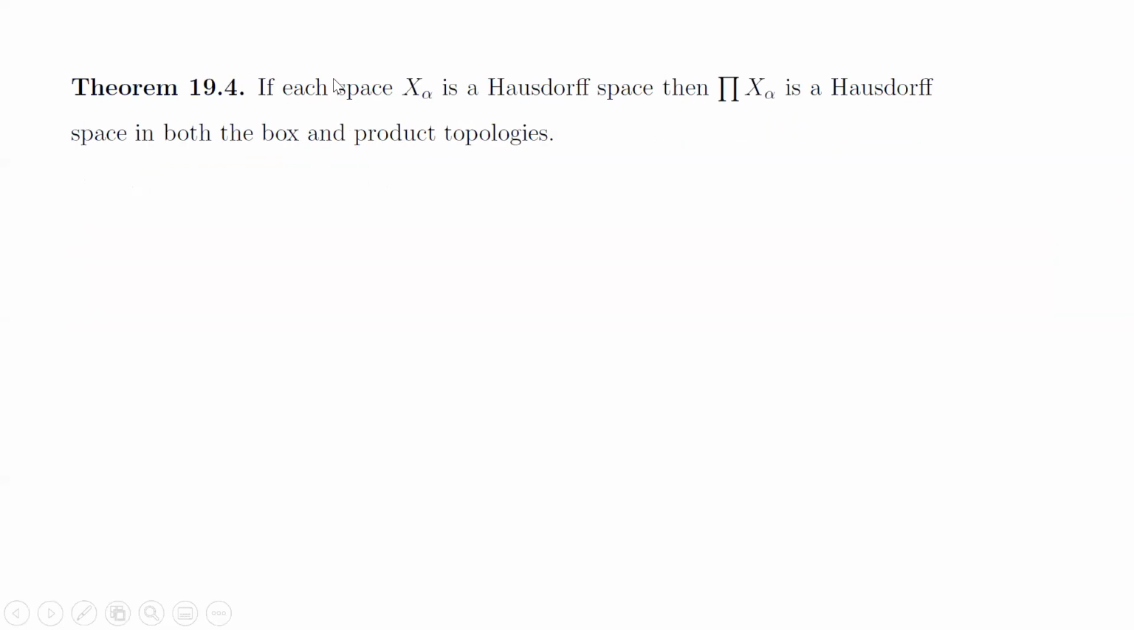Theorem 4 is on the Hausdorff space. If each space X alpha is a Hausdorff space, then the Cartesian product of X alpha is a Hausdorff space in both the box and product topologies. This one should be easy.